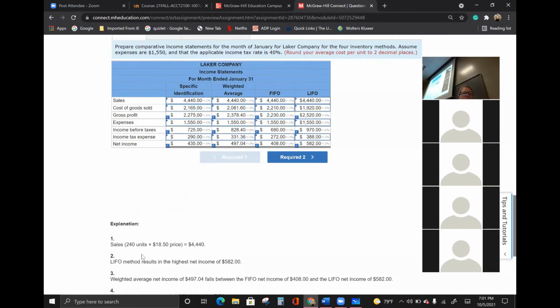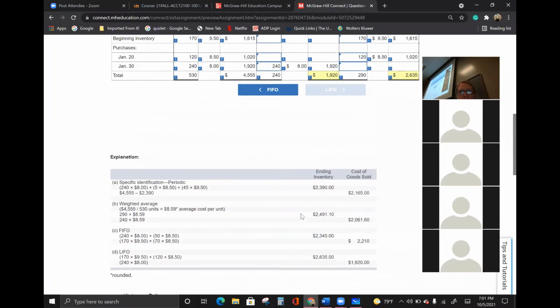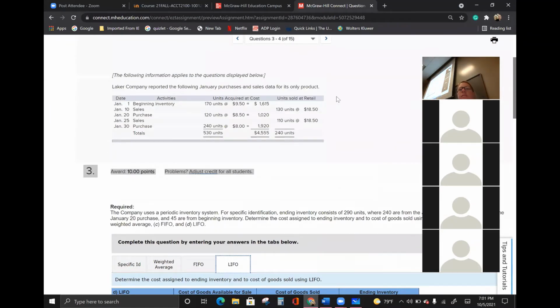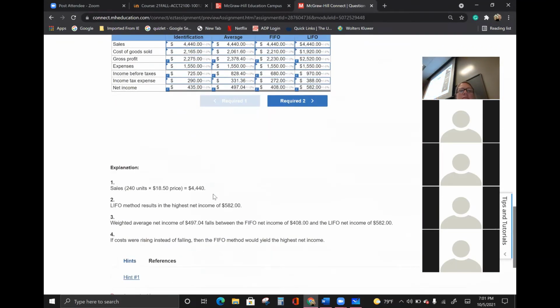Let me see if it's got it on here for us. Okay, here we go. So we have sales that we sold at $18.50. So it's using the same numbers. So we have 240 units that we sold at $18.50. That's when we need the sales price for the revenue part. So if we want to know what did we sell them for, then I need to know that sales number. I don't have to know what I sold it for in order to calculate my cost in my inventory. I'm only looking at what the costs were.